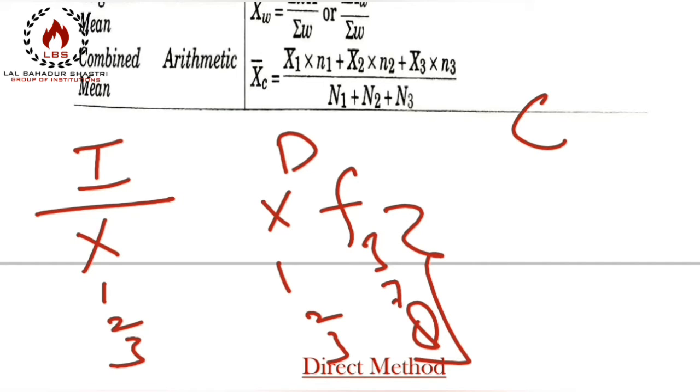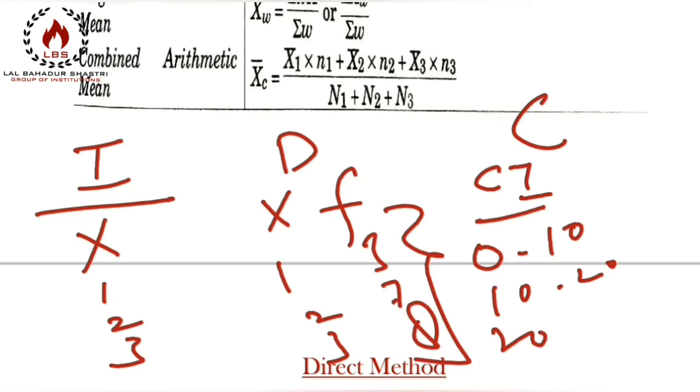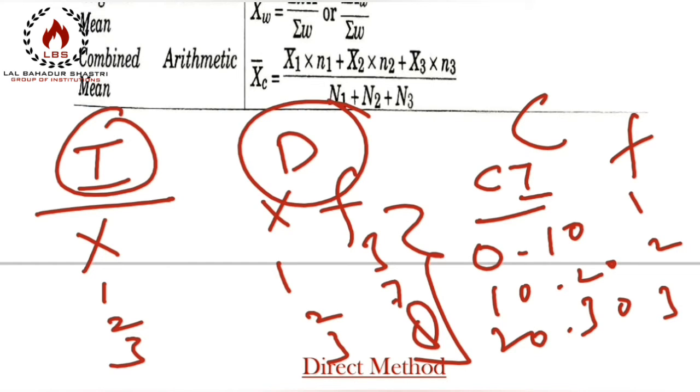Continuous series. In continuous series we have class intervals in place of observations. We have class interval CI 0 to 10, 10 to 20, 20 to 30 and their respective frequency, let us say 1, 2, 3. So these are the three types of series: individual, discrete and continuous. In individual series we only have observations. In discrete series we have observations and their respective frequencies, and in continuous we have class intervals and their respective frequencies.